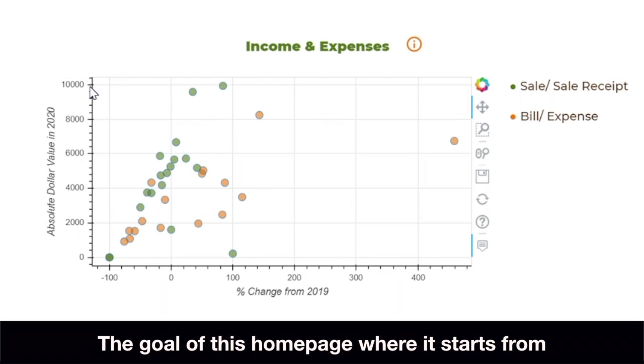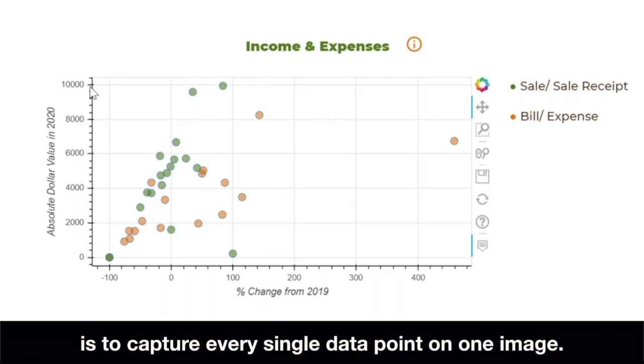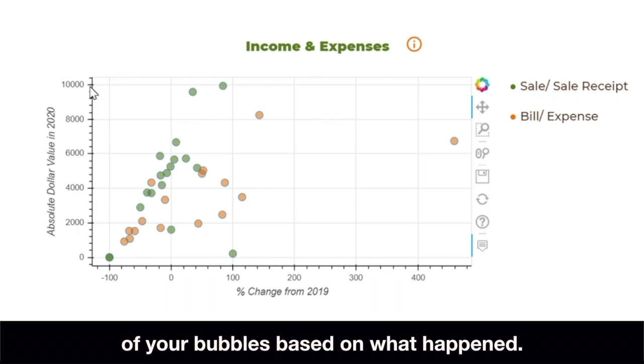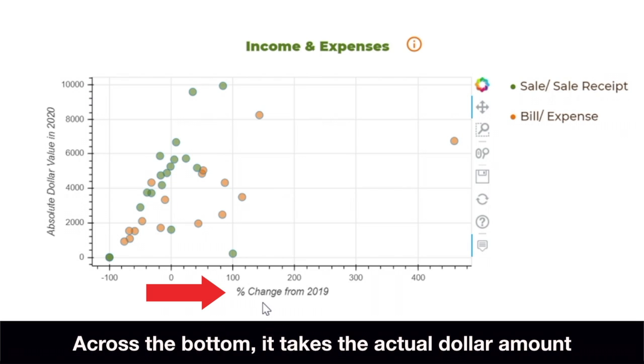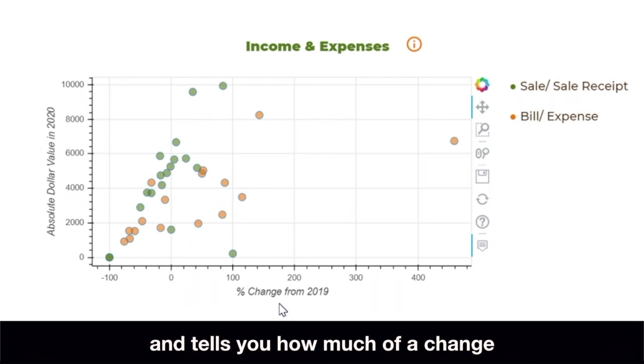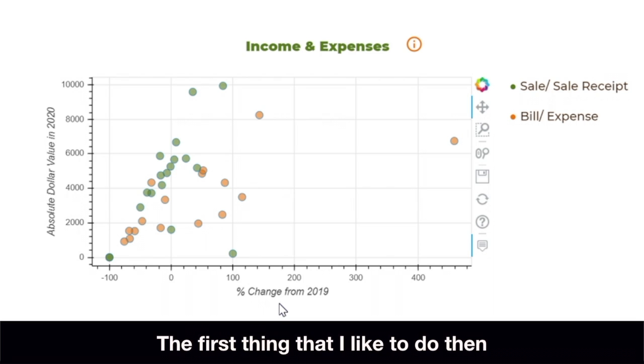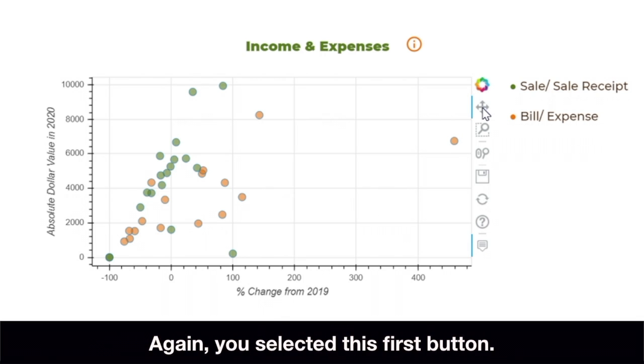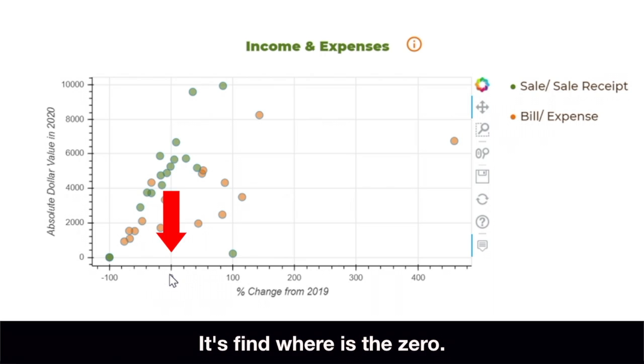The goal of this homepage, where it starts from, is to capture every single data point on one image. Again, you're going to have a different distribution of your bubbles based on what happened. Across the bottom, it takes the actual dollar amount and tells you how much of a change it is from the year before, 2019. So that gives you the scale here. The first thing that I like to do then to really interpret this is to start with that pan, which again you select as this first button, and find where there's the 0.